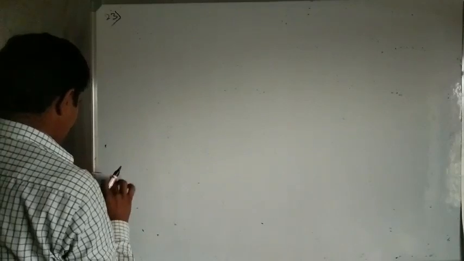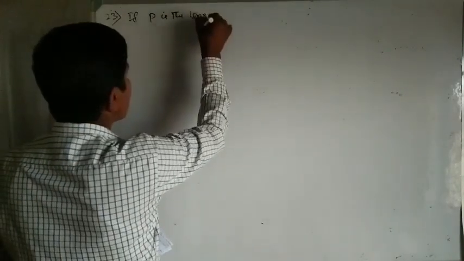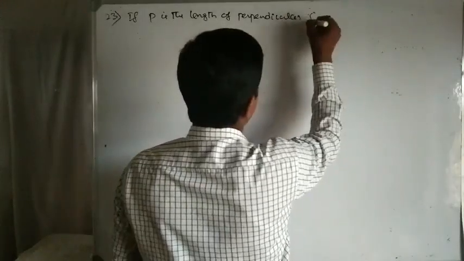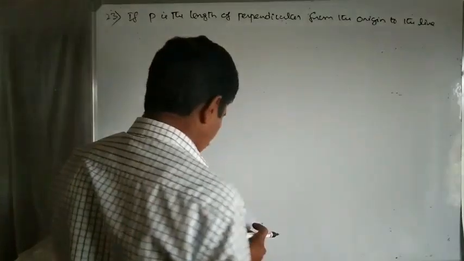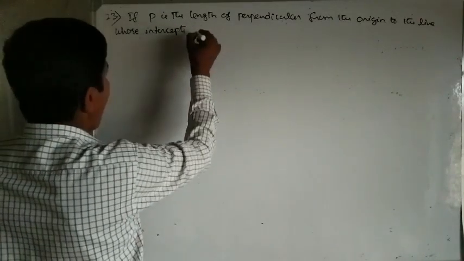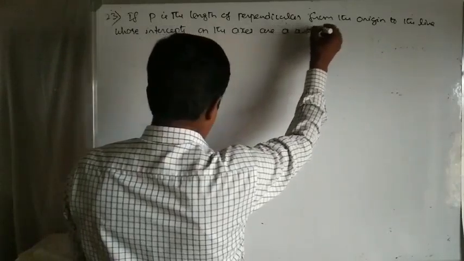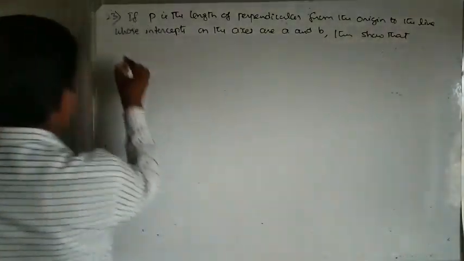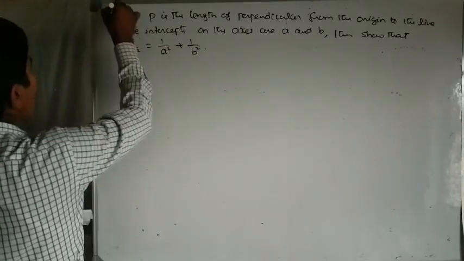Third question. If P is the length of the perpendicular from the origin to the line whose intercepts on the axes are A and B, then show that 1 by P square is equal to 1 by A square plus 1 by B square. Very, very important for 3 marks.